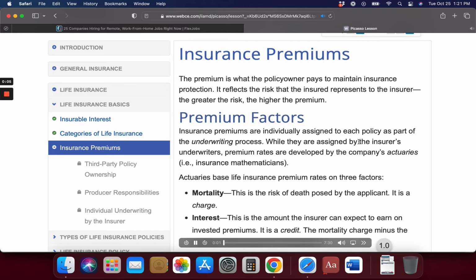Insurance premiums. The premium is what the policy owner pays to maintain insurance protection. It reflects the risk that the insured represents to the insurer. The greater the risk, the higher the premium.